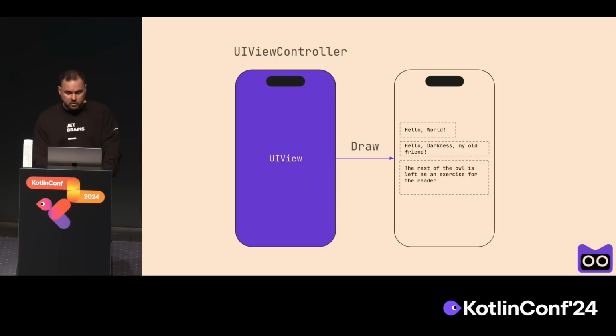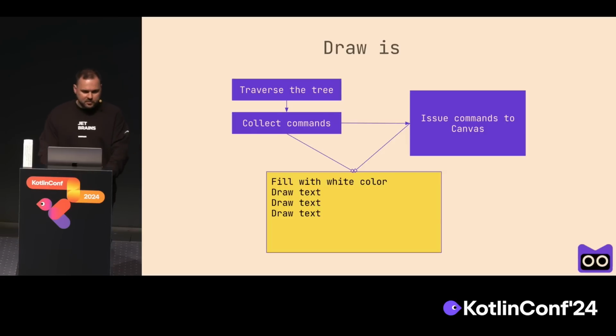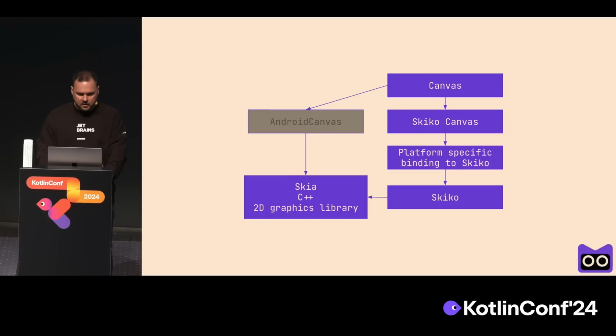UIViewController is the building block of iOS applications, but unlike native iOS applications, we don't really have a UIView or SwiftUI view for each Compose node. The entire iOS ComposeUIViewController is just a single view we draw into. So draw is in fact traversing the tree, collecting the commands like fill something with white color, draw text in this position and that position, and issuing them to Canvas. Canvas is something I still haven't mentioned. Canvas is just an interface, an abstraction for drawing operations.